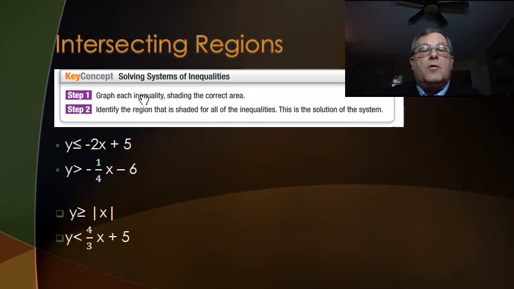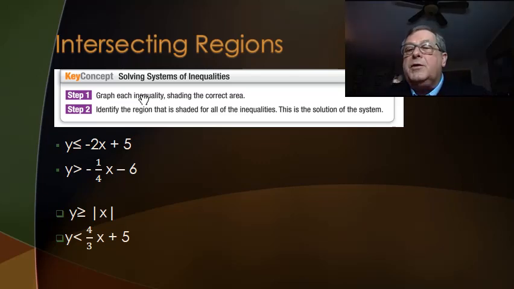Well, step one is to graph each inequality, shading the correct area, and then identify the region that is shaded for all the inequalities, and that is the solution of the system. And so what we're looking for is intersecting regions when we graph it, or overlapping regions, or regions that coincide, different terms we could use. We're looking for these intersecting regions.